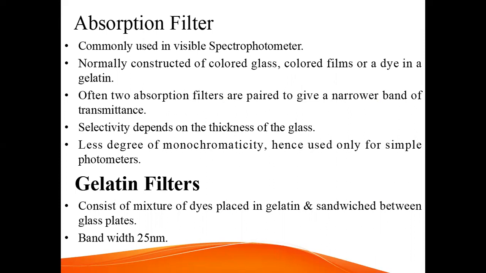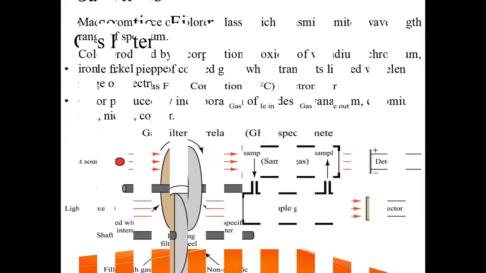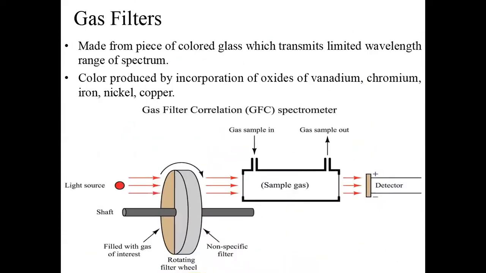Gelatin filters consist of a mixture of dyes placed in gelatin and sandwiched between glass plates, and the bandwidth is 25 nanometer. Glass filters are made from a piece of colored glass which transmits a limited wavelength range of the spectrum, color produced by incorporation of oxides of vanadium, chromium, iron, nickel, and copper.